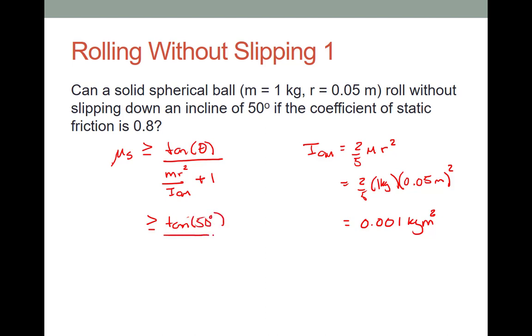I can now plug in to my formula for the coefficient of static friction: tangent of 50 degrees divided by 1 kilogram times 0.05 meters squared divided by 0.001 kilogram meters squared, plus 1. And this works out to be 0.34. If we compare 0.34 to the provided 0.8, we see that yes, 0.8 is indeed greater than or equal to 0.34, and therefore we can roll down this incline without slipping.